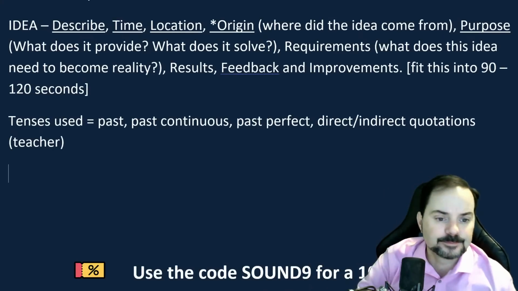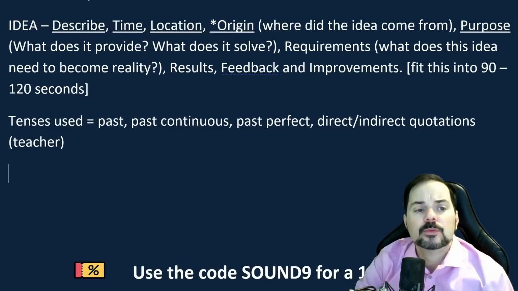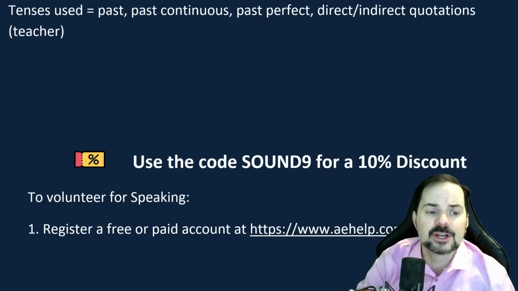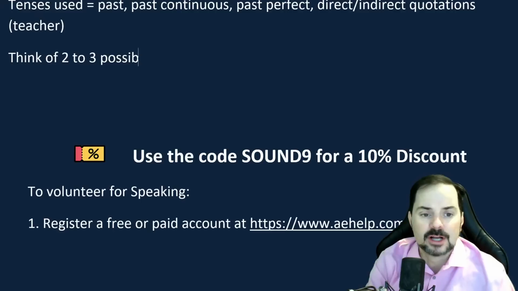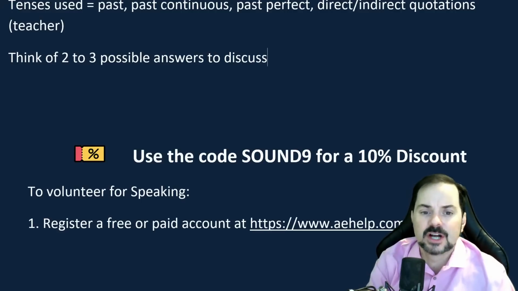Okay, so we've got that the category is an idea. We've got that this is past. Now we think of some good ideas, right? So think of 2 to 3 possible answers to discuss, okay?